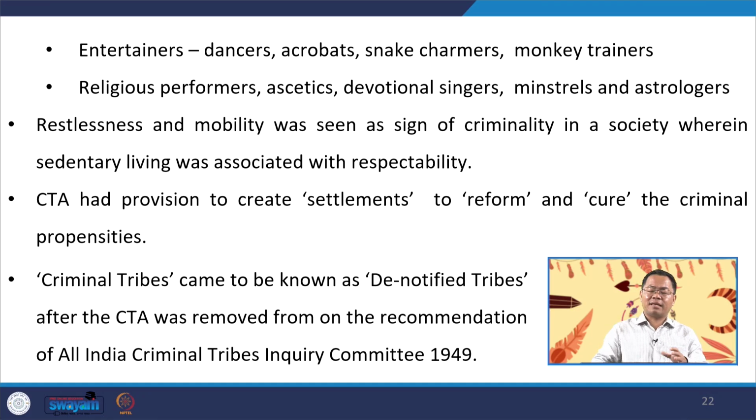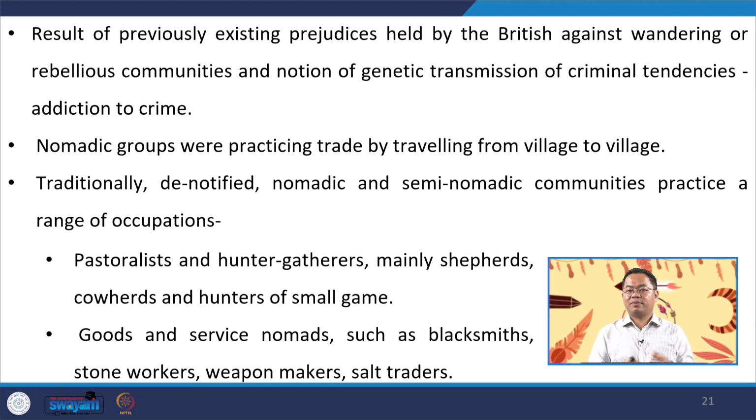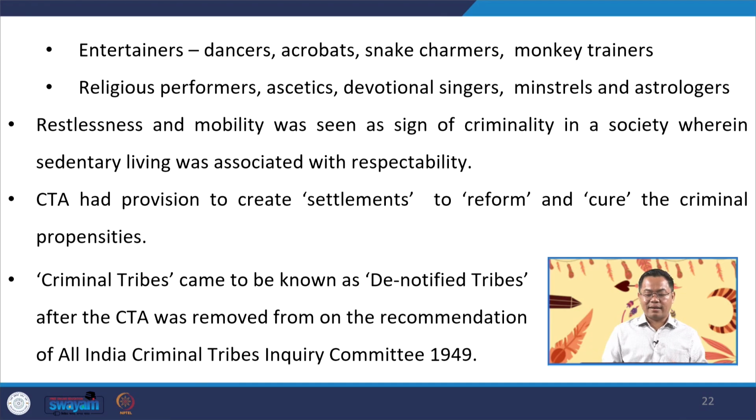Now, like the category scheduled tribe that we have discussed in the first lecture, in this case also, communities were identified as criminal tribes, or de-notified tribes in the context of India today. They are also very diverse. It is not that they belong to one set of people or one set of community. They belong to a diverse set of people who have a diverse set of cultural practices, who practice different kinds of economic activities to maintain their living.